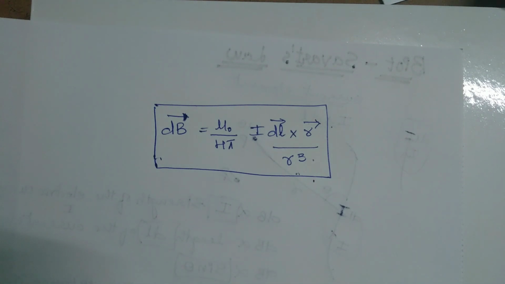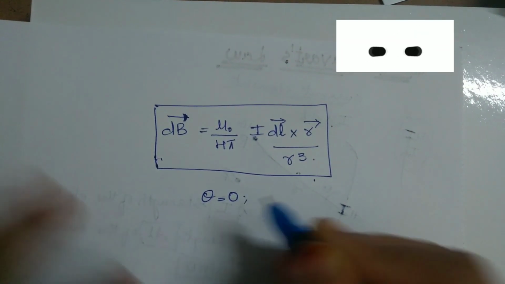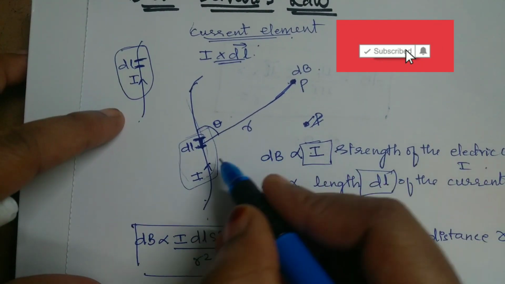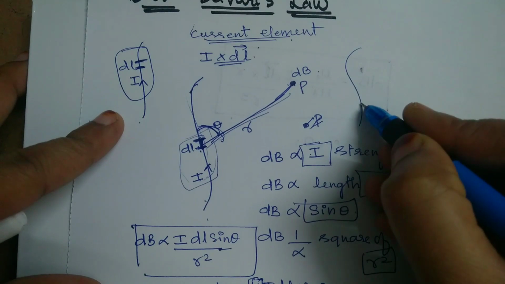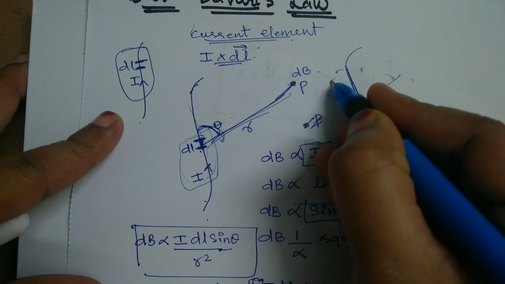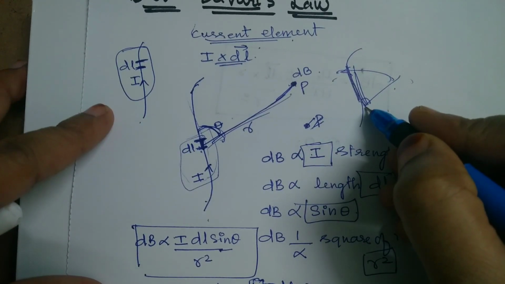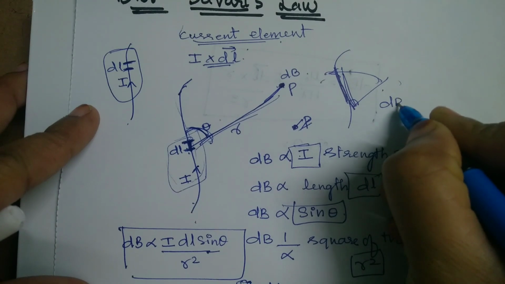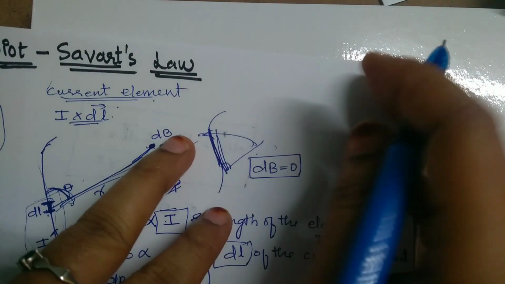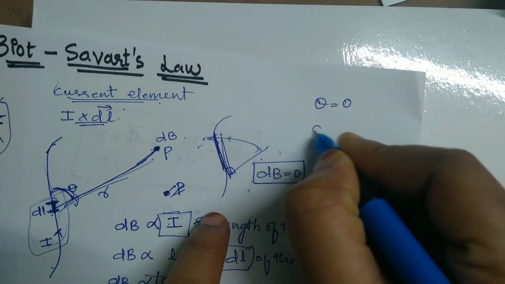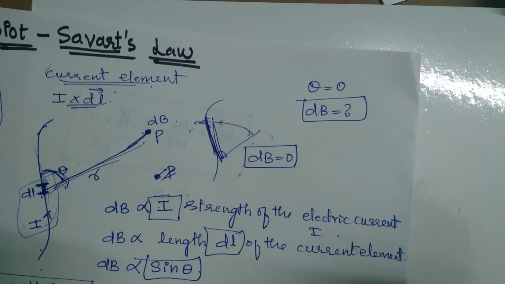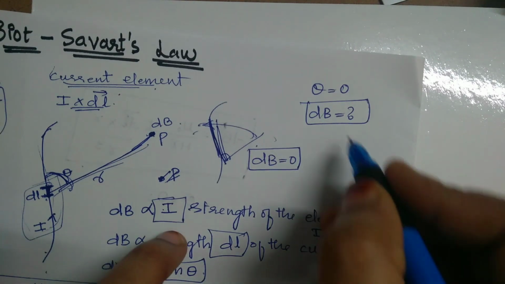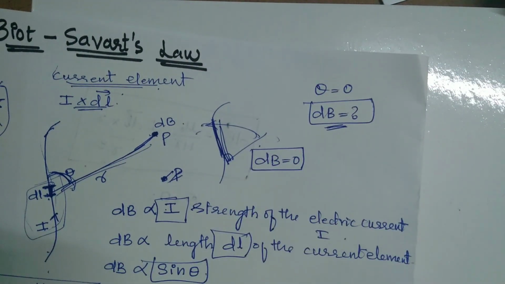So when theta is equal to 0, that means there is no angle over here, it is something like this only. So what will be the magnetic field? There won't be any magnetic field, so we can say it is 0. It can be asked in objectives that if theta is 0, then what will be the magnetic field? It will be 0. The magnetic field at a point on the thin current carrying conductor itself is 0. Hope you understood Biot-Savart's law.